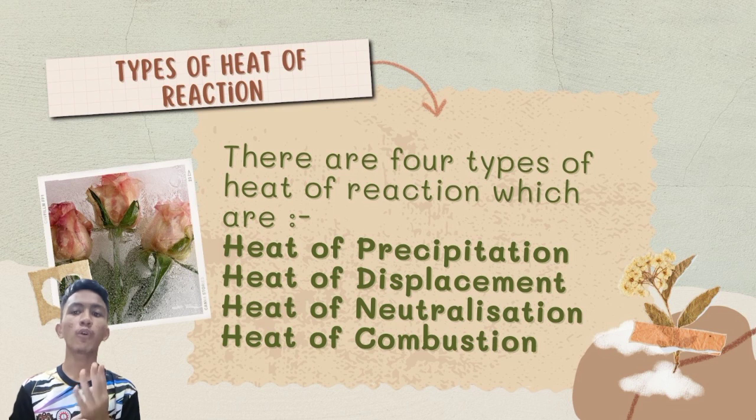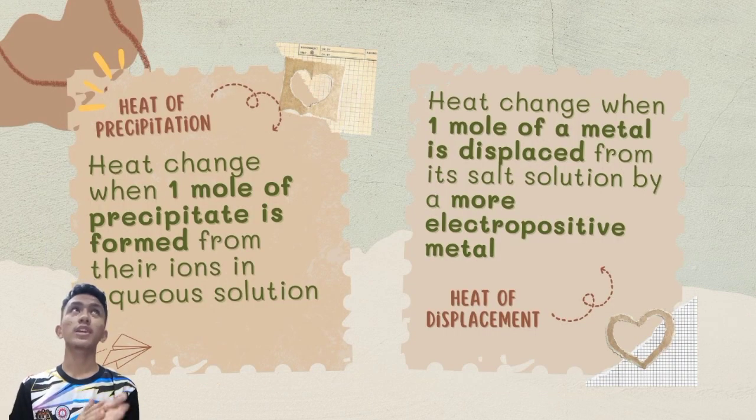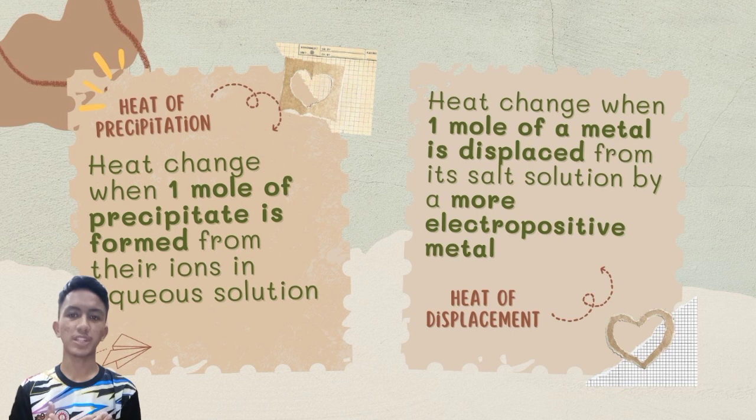Next, there are 4 types of heat of reaction, which are heat of precipitation, heat of displacement, heat of neutralization, and heat of combustion. Next is heat of precipitation. Heat of precipitation is the heat change when 1 mole of precipitate is formed from the ions in aqueous solution. Basically, when you mix two different solutions and the mixture produces a precipitate under the beaker, that's the heat of precipitation.